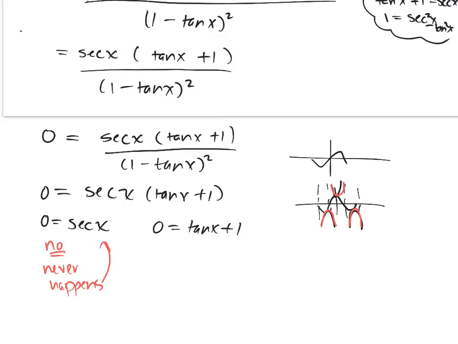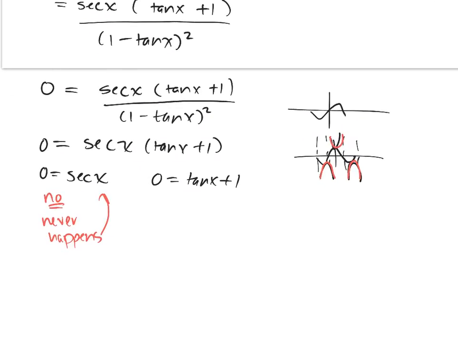Isn't that 1 though, secant of x? With secant of x, you could also think that this is 0 equals 1 over cosine of x, right? And if you try to solve that, you're going to get 0 equals 1, which is the more common thing you think of when you think no solution, right? So that's one other reason why.